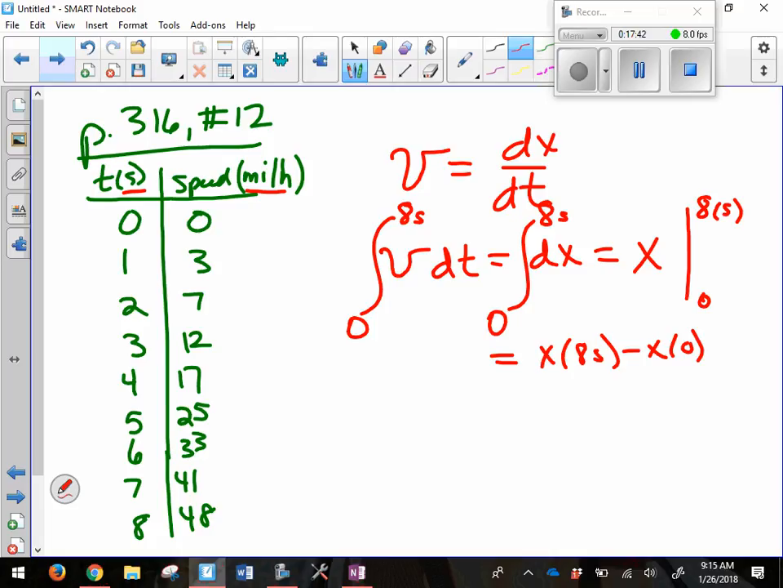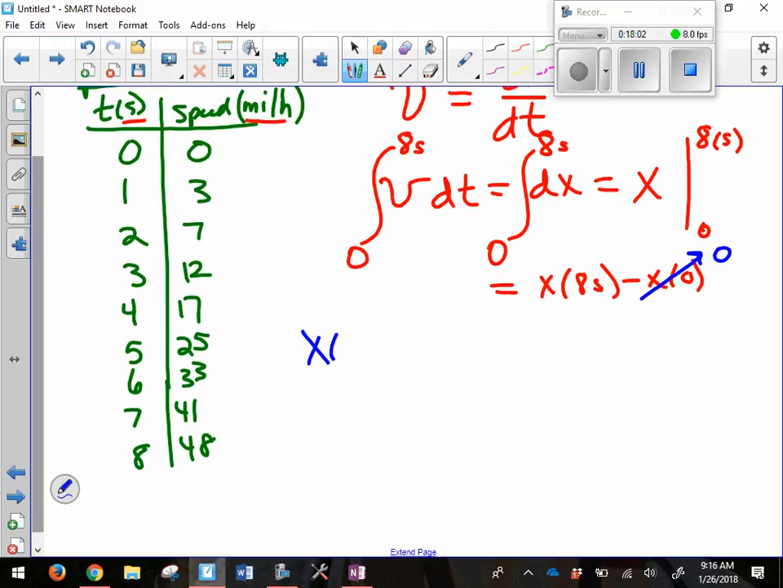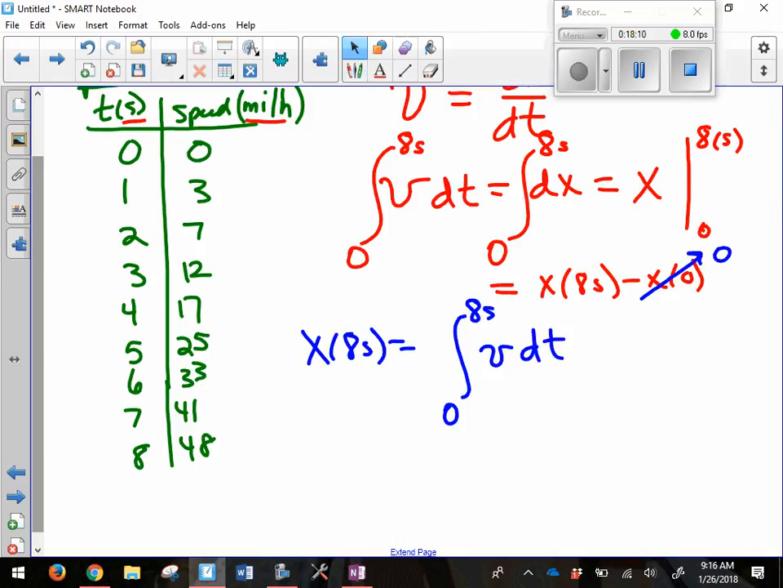And if we assume that we start at x equals 0, because why wouldn't you? I can set this equal to 0 just by saying my starting point is x equals 0. Okay. So this basically tells me that x of 8 seconds is going to be my integral from 0 to 8 seconds of v of t dt, which, as Casey told us a couple minutes ago, is the area under a v of t curve.